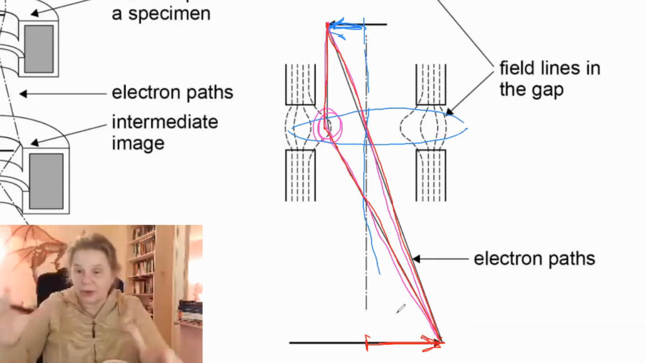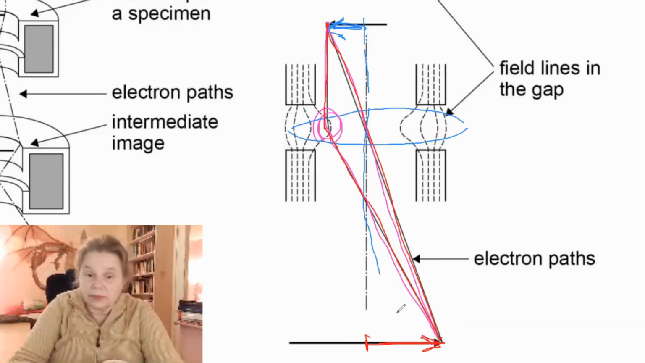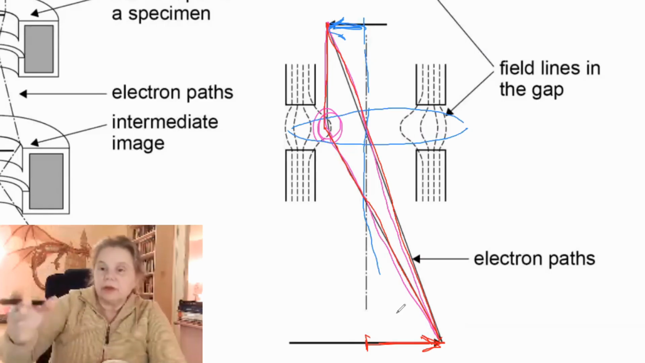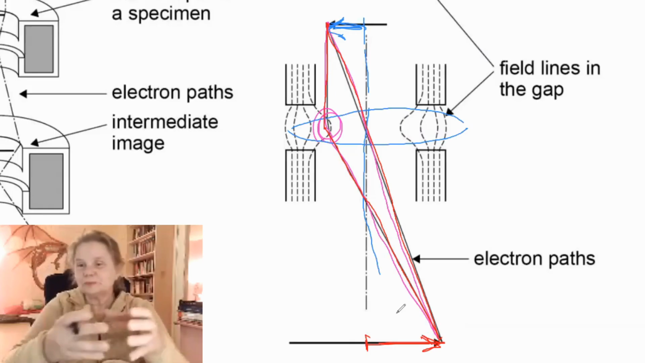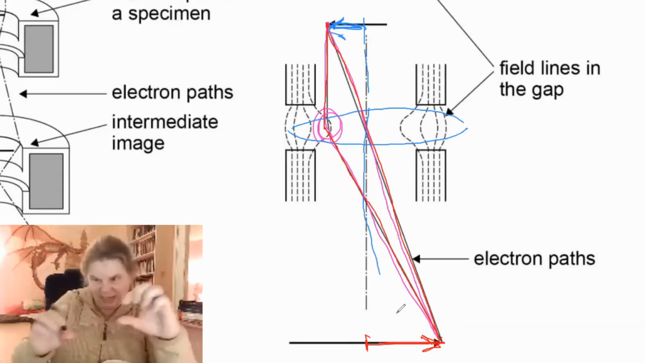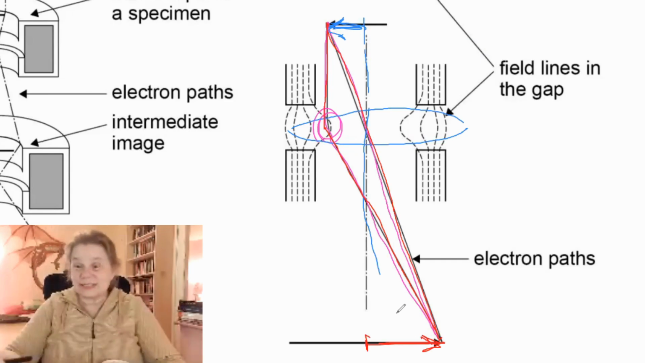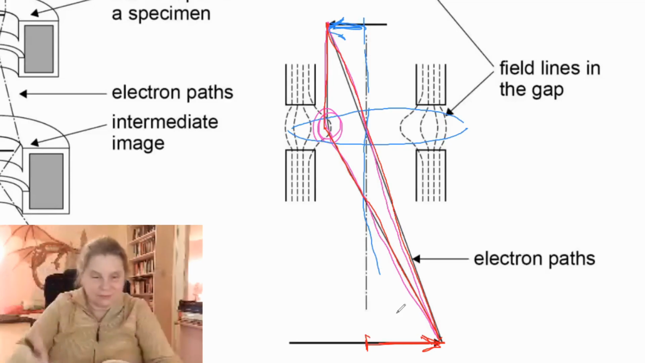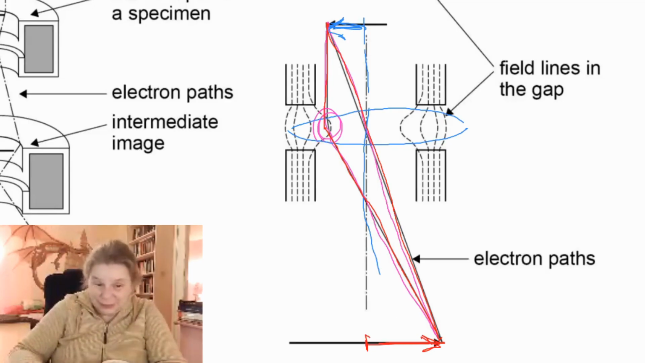Oh my word! So these condenser lenses are focusing the electrons just the way that thin glass lenses focus light. Yay! I know, isn't it cool? Okay, so that's really cool, right?